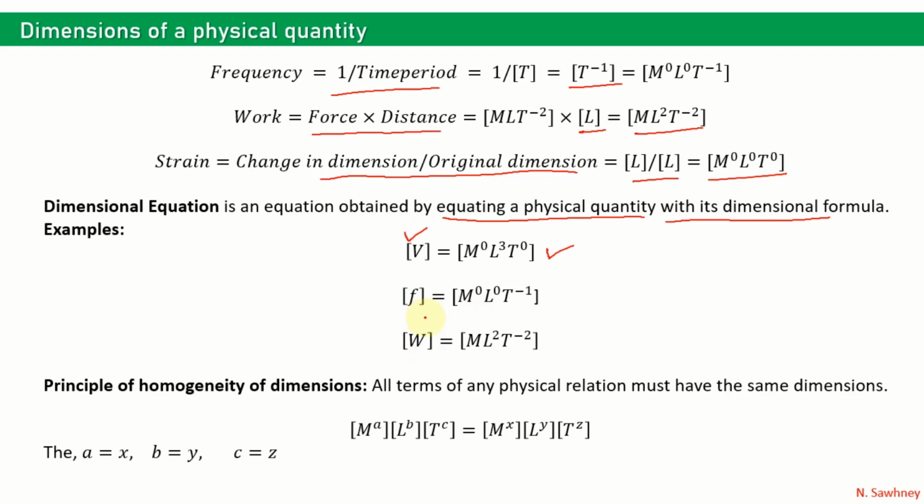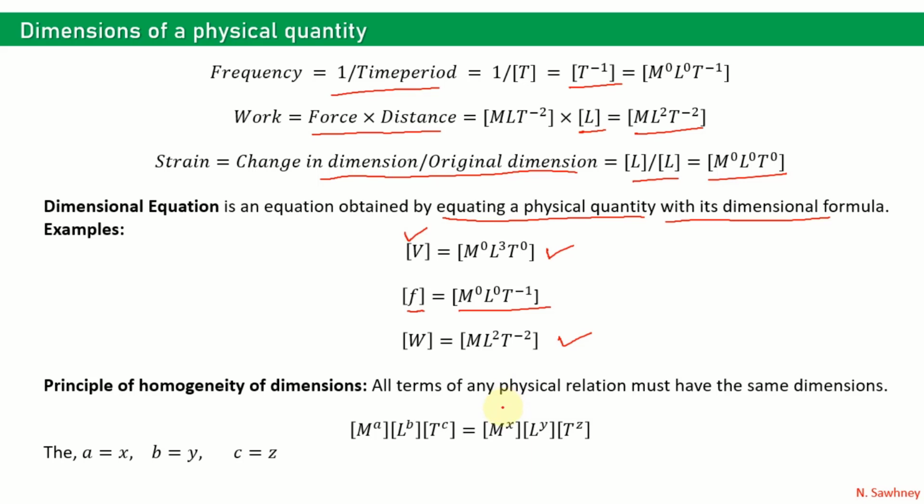Similarly, I have written the dimensional equation of frequency. So, notation of frequency I have taken as F in square brackets and on the right hand side its dimensional formula, that is T raised to the power minus 1, both M and L quantities raised to the power 0. Similarly, for the work done.